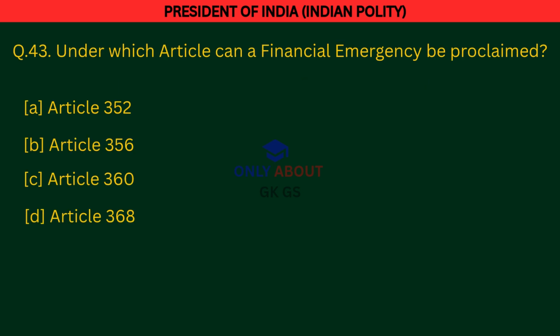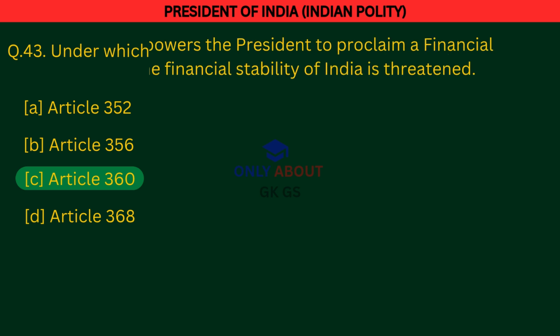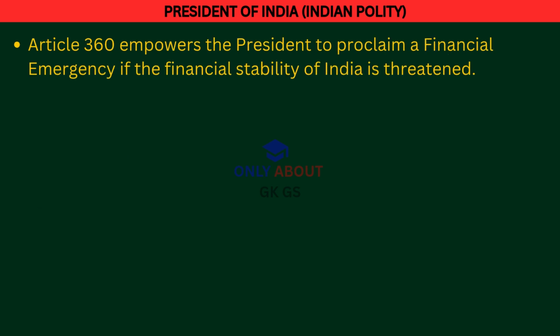Next question. Under which article can a financial emergency be proclaimed? Correct answer: Article 360. Article 360 empowers the President to proclaim a financial emergency if the financial stability of India is threatened.